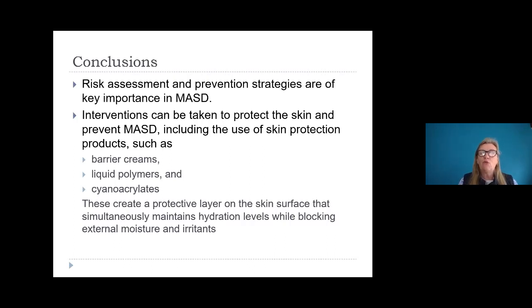We can think about what we do to protect the skin. Firstly, manage the cause, but then if you can't manage the cause, if you can't prevent that liquid going onto the skin, what can you do to help the skin protect itself? You can use barrier creams, liquid polymers, cyanoacrylates. All of these products create a protective layer on the skin surface that maintains hydration levels, and it blocks that external moisture and irritants. Think back to that diagram I showed you of the skin where you're trying to prevent things from going into the skin.